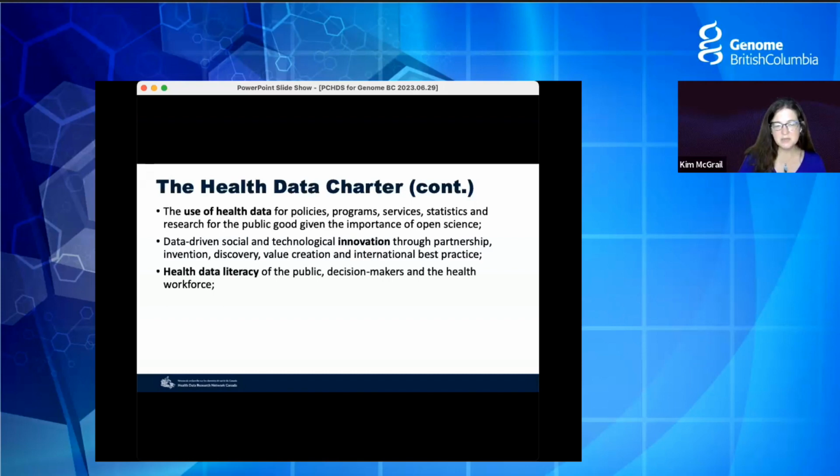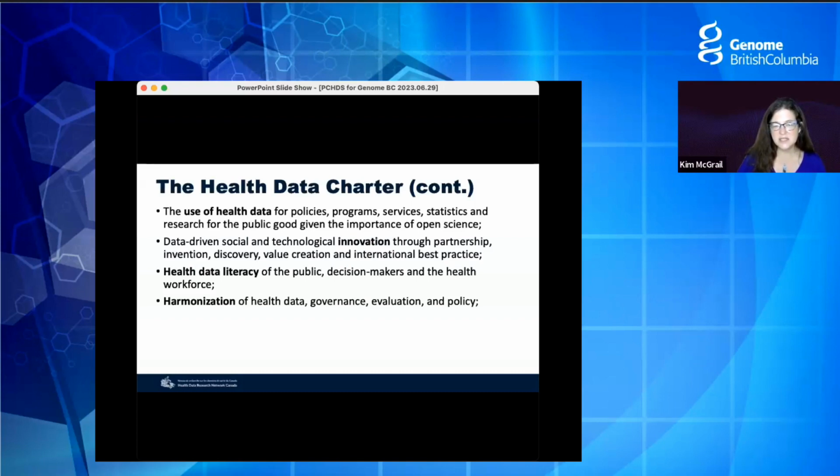I've already talked a little bit about health data literacy. This is for the public, for clinicians, for decision makers, for the health workforce, and I would say for researchers as well. We need to increase our data literacy, particularly as we think through some of the conversations that happened during COVID about race-based data and equity and commitment to that, as well as the Indigenous data sovereignty piece.